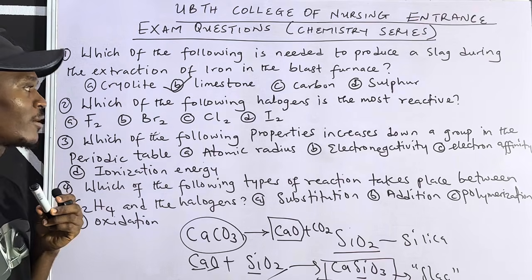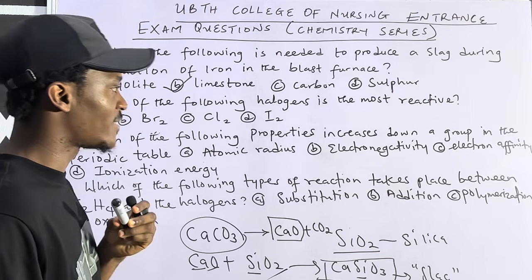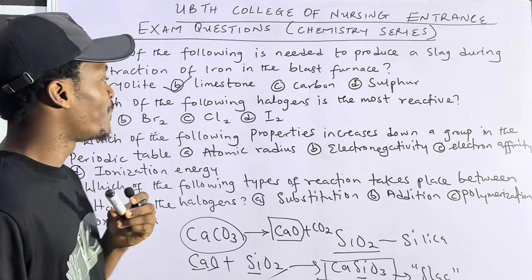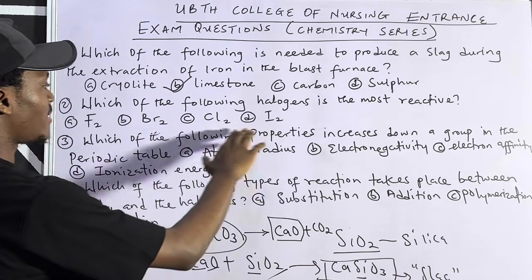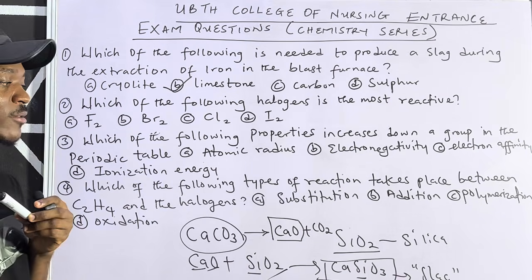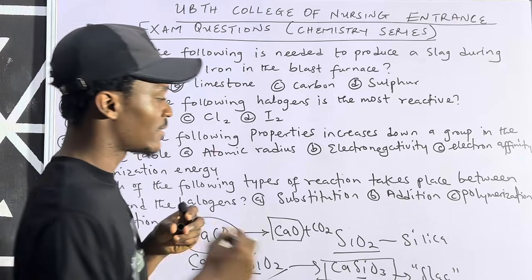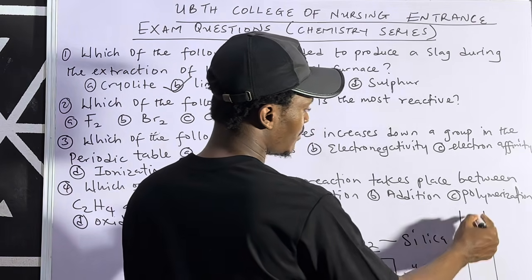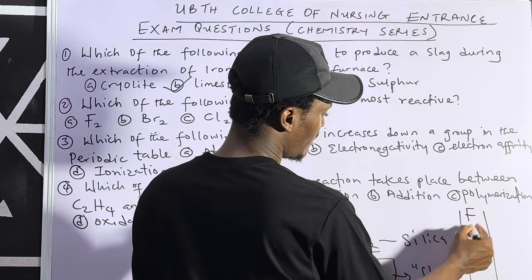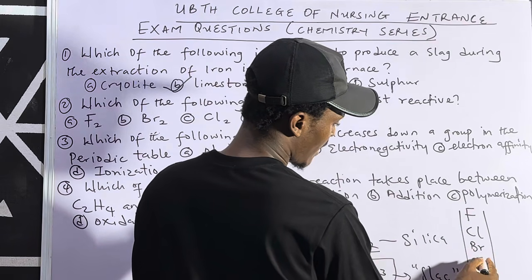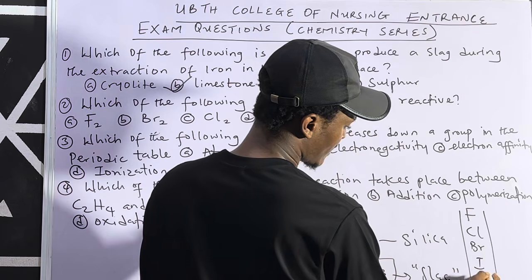Which of the following halogens is the most reactive? This question is a very easy question. Why? Now, all of the members here written in the options, they are members of halogens. And what are halogens? They are the group 7 elements, also called the salt formers. So if you are moving from top to bottom, you should be having fluorine, chlorine, bromine, iodine, and astatine.